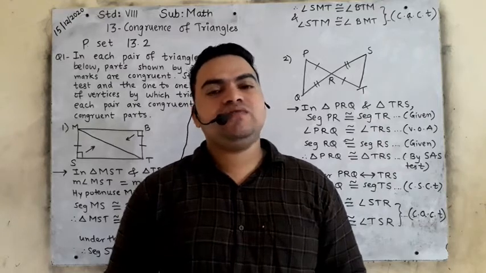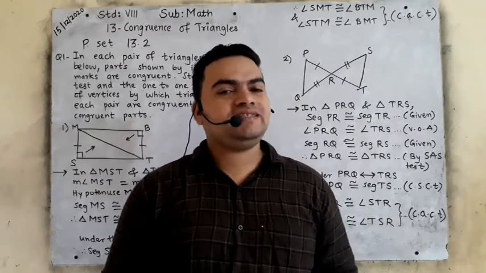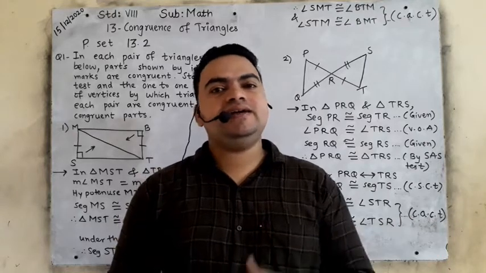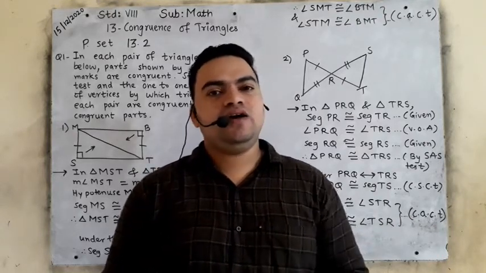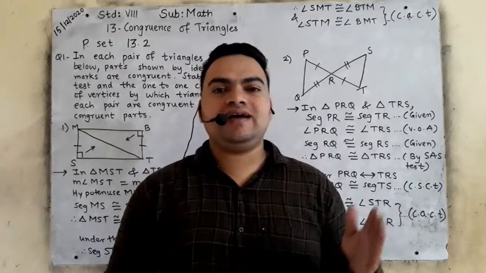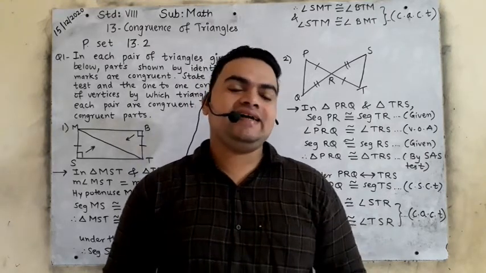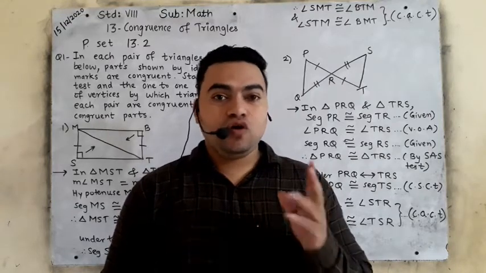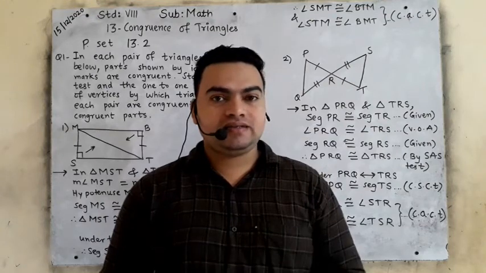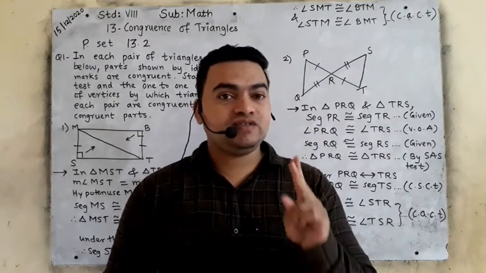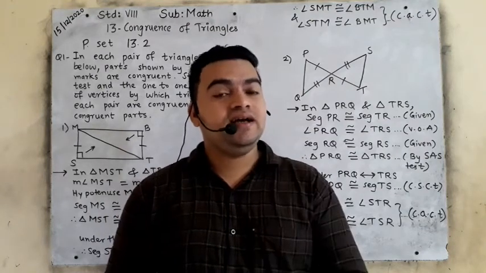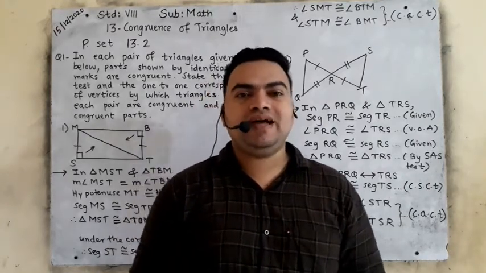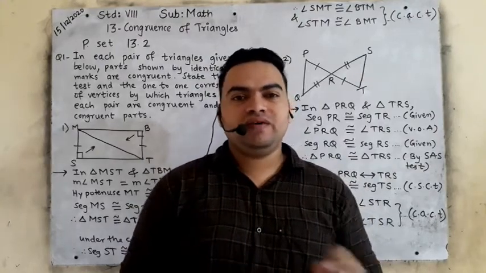In the last sessions we have seen several tests: hypotenuse side test, angle side angle test, side angle side test, angle angle side test, and side side side test. We will utilize these tests in the given figures. We will observe identical marks. So my dear students, we should read the identical marks and understand which side or which angle is congruent to which side and which angle. Please look at the board and write down your conclusion very clearly.